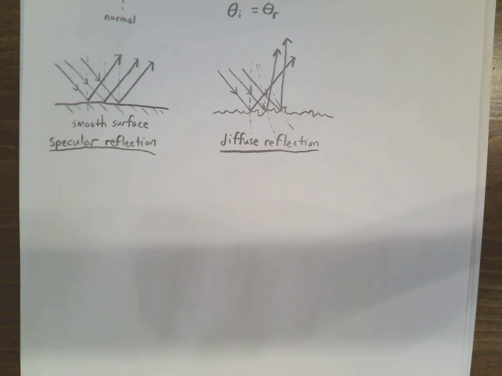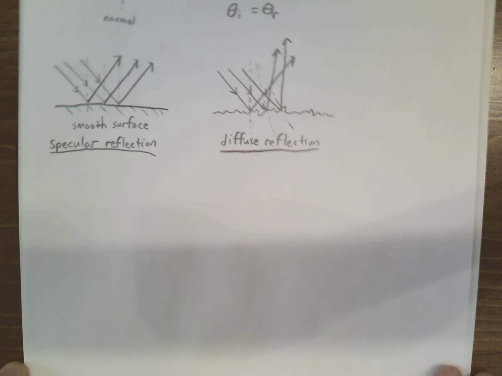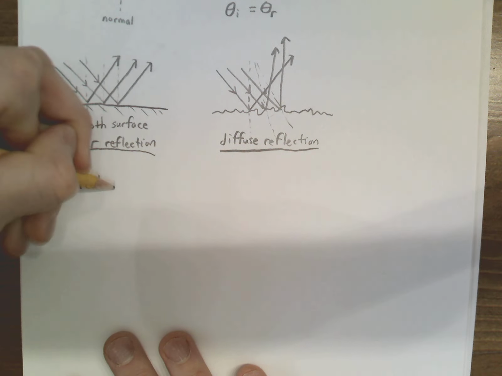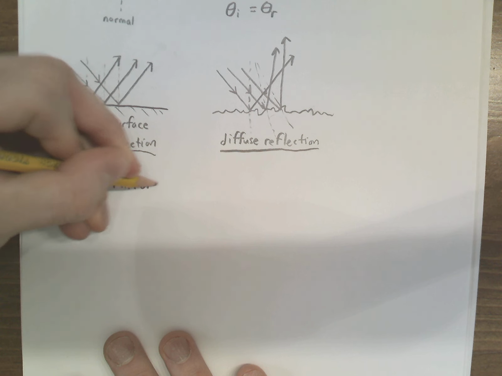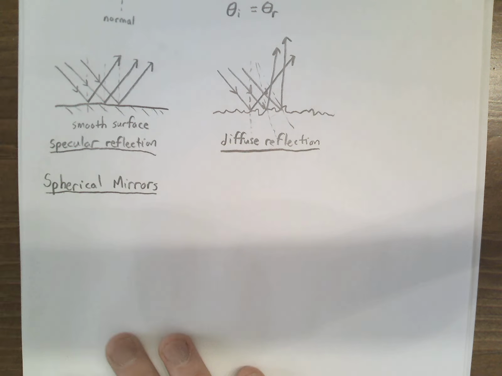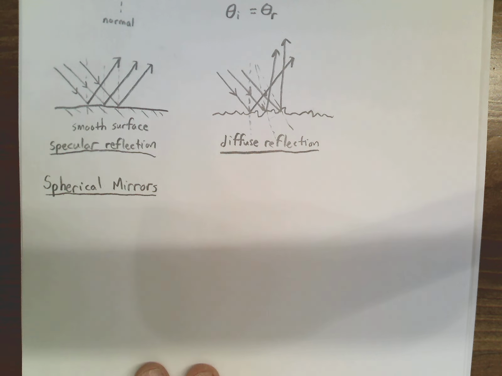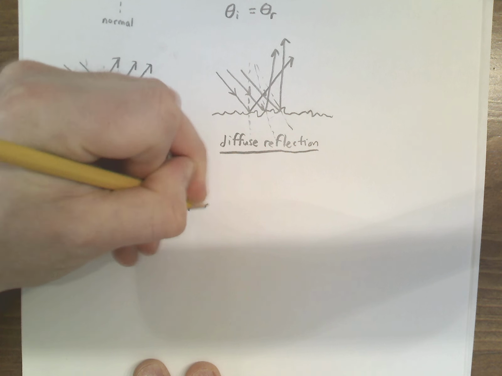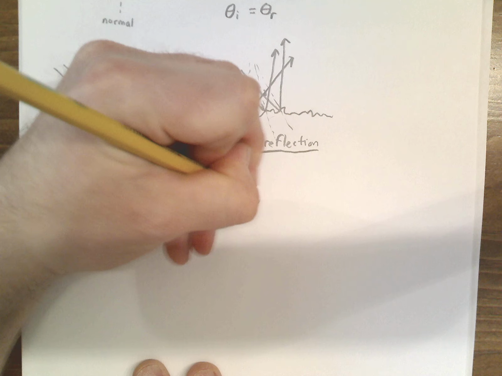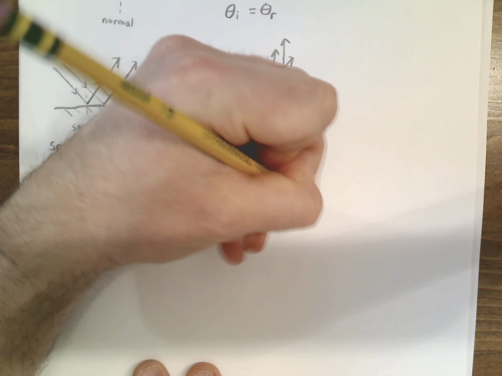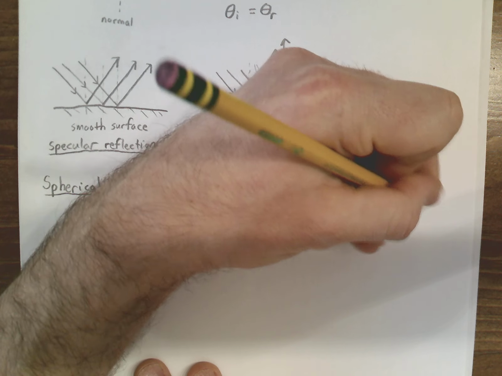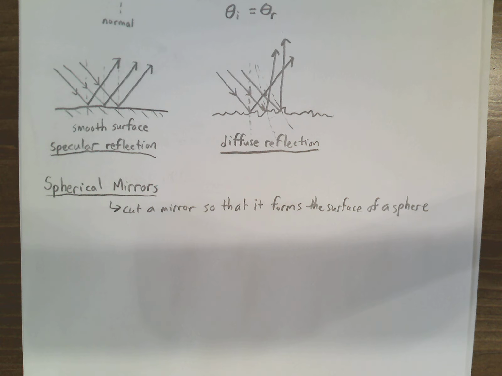We can take this law of reflection to the next level by considering what we call spherical mirrors. By cutting a mirror into a spherical surface, we can generate some interesting properties that exploit this law of reflection. So the idea is we cut a mirror so that it forms the surface of a sphere. Usually it's not an entire sphere, usually it's a segment.